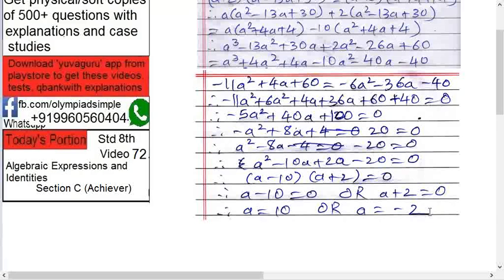So the options given to you in the exam will be 10 comma minus 2 and other options. So tick 10 comma minus 2.